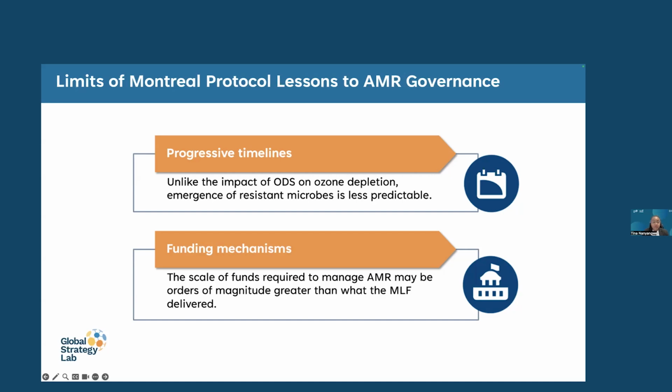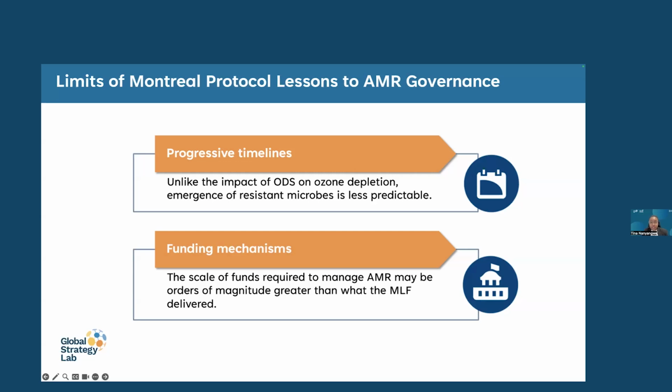And we're also looking at a multiplicity of stakeholders in AMR, including agriculture, human health, and pharmaceutical industries. So this all makes it quite intricate, for example, to set up meaningful targets and timelines as we see in the Montreal Protocol. And secondly, the greater needs for funding.